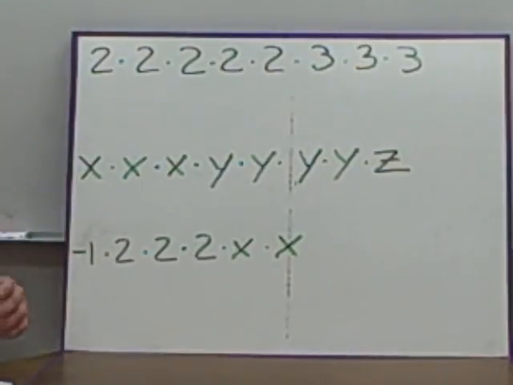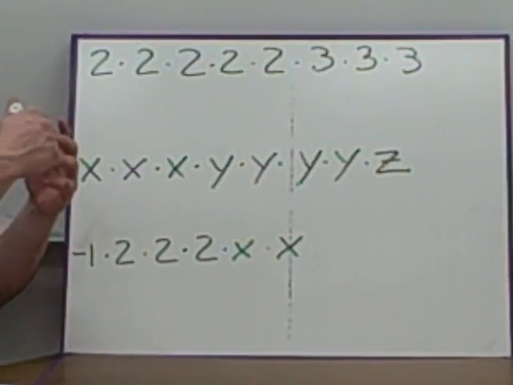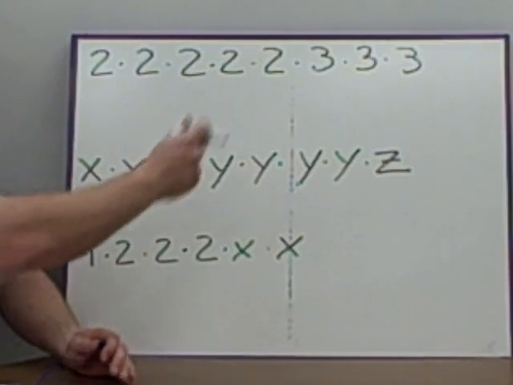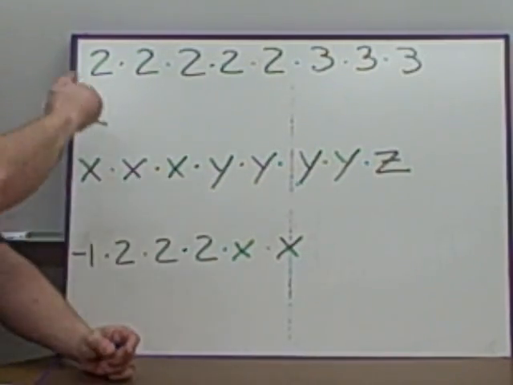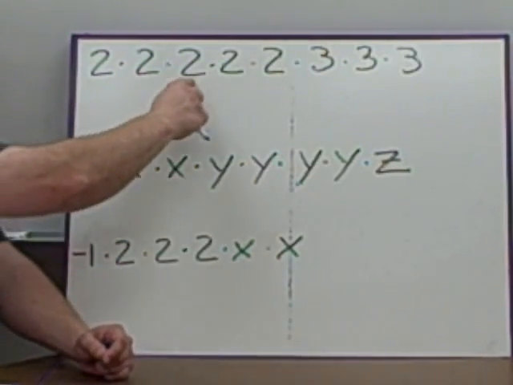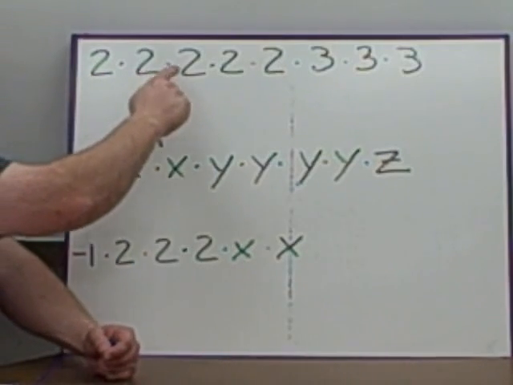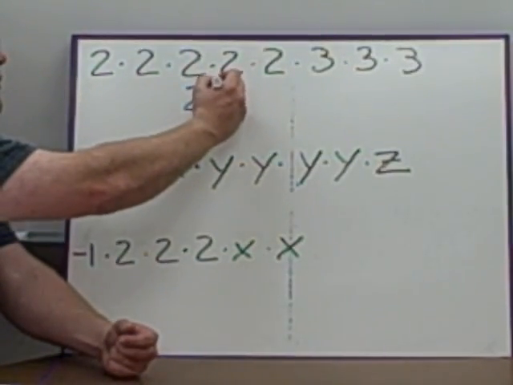Let's try a couple others here. Now here, this is a little more complicated. It's not just one set of numbers, it's 2 different bases. When you're counting these out to put the exponent on here, you can only count up the ones that have a like base, which means these 2's are the same here. 1, 2, 3, 4, 5. I have 5 2's. That's 2 to the 5th power.